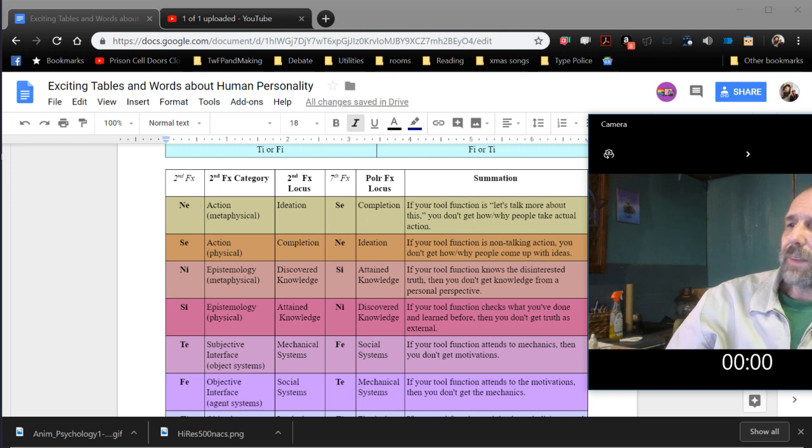If your tool function is NI, your second function category is epistemological, and your second function locus is discovered knowledge. Your polar is going to be SI, which is attained knowledge. If your tool function knows the disinterested truth, then you don't get knowledge from a personal perspective. SI, epistemological. It's a physical epistemology. Its locus of attention is attained knowledge, and the polar then would be discovered knowledge. If your tool function checks what you've done and learned before, then you don't get truth as external to that experience.